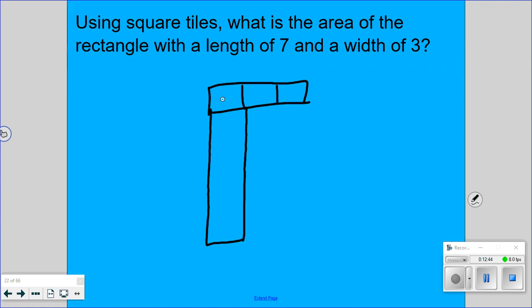Do I count this when I'm counting my 7? It would probably be really helpful if you were looking at my board to know what I'm talking about, right, Maverick? Do I count this when I'm counting my 7? Yes, it's there. 1, 2, 3, 4, 5, 6, 7. Then what did I do, Avery? Because that does not look like a rectangle yet.